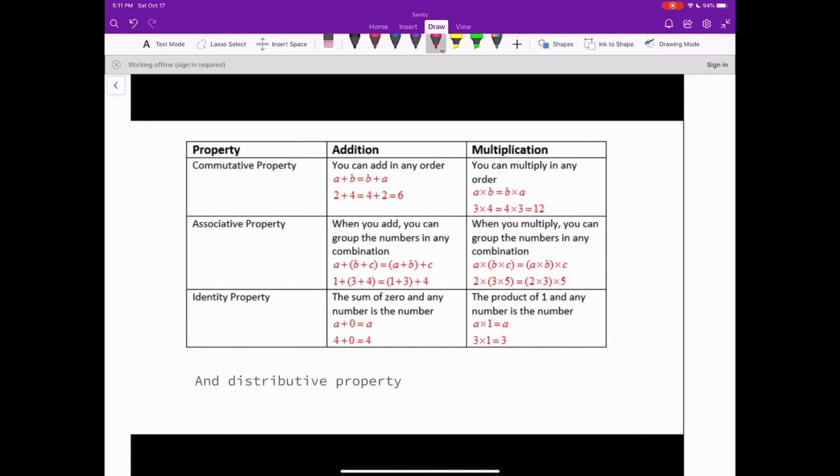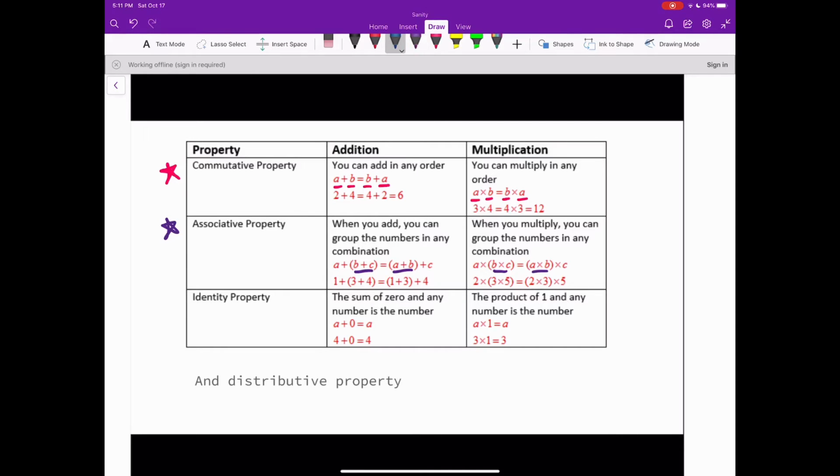Commutative property says that a plus b is equal to b plus a. You can also apply this to multiplication. A times b is equal to b times a. Associative property means you can group things and still get the same result, all right? So just kind of read through these.